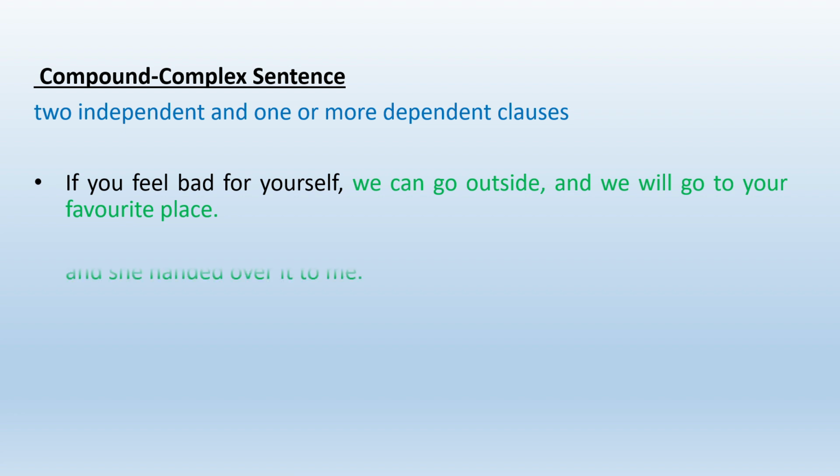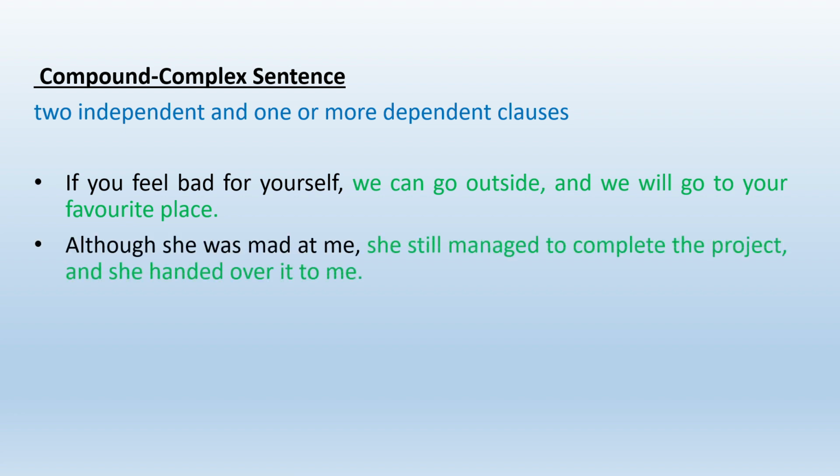Although she was mad at me, she still managed to complete the project and handed it over to me. Two independent clauses in green color and one dependent clause in black color. One thing you have to keep in mind is whenever you are writing two independent clauses together, you have to add a coordinating conjunction in between. How do you add a coordinating conjunction? What is a coordinating conjunction? For that, you have to watch my other video related to simple, compound, complex, and compound complex sentences.